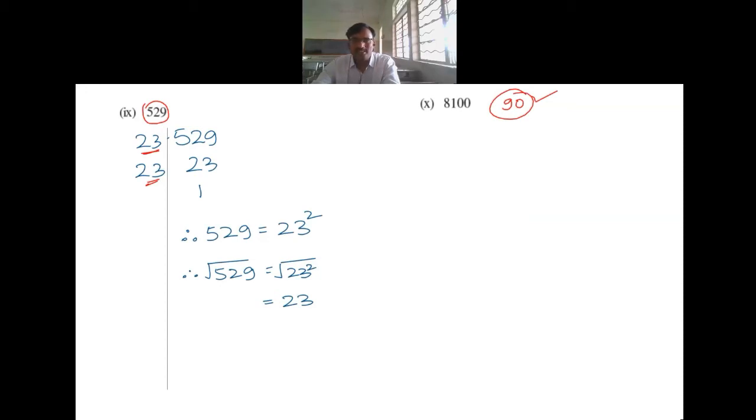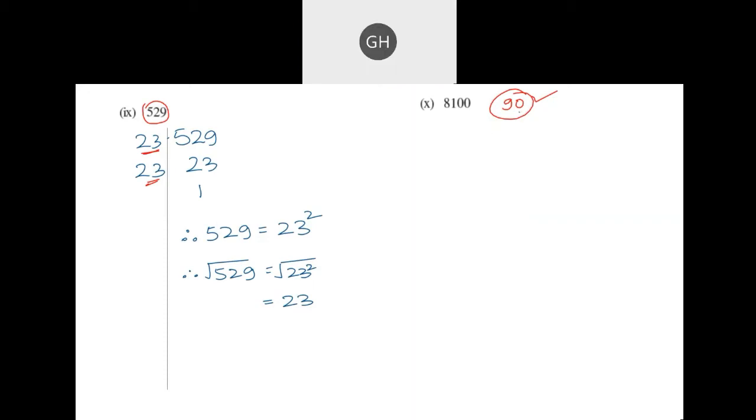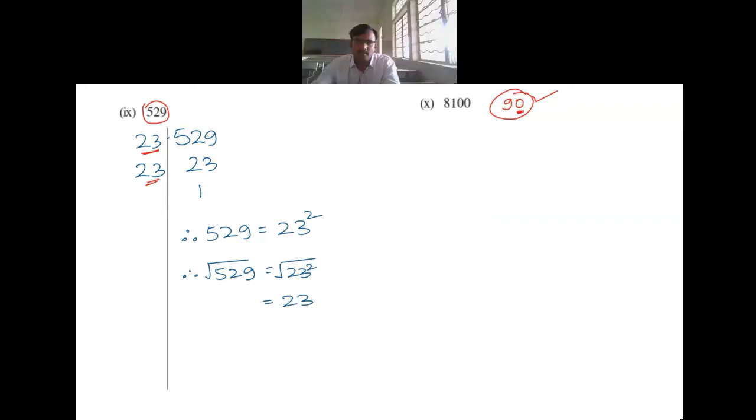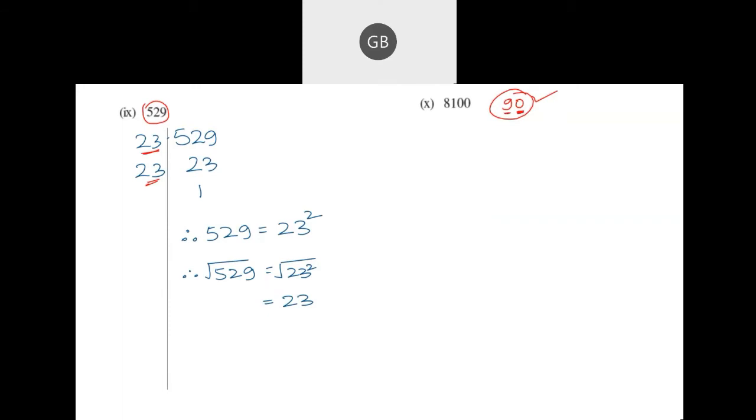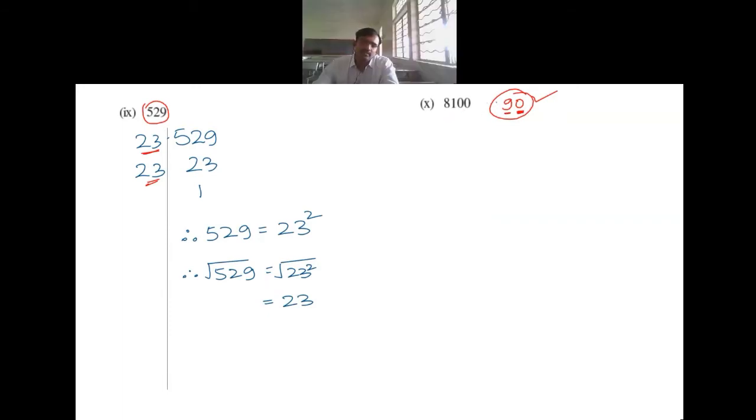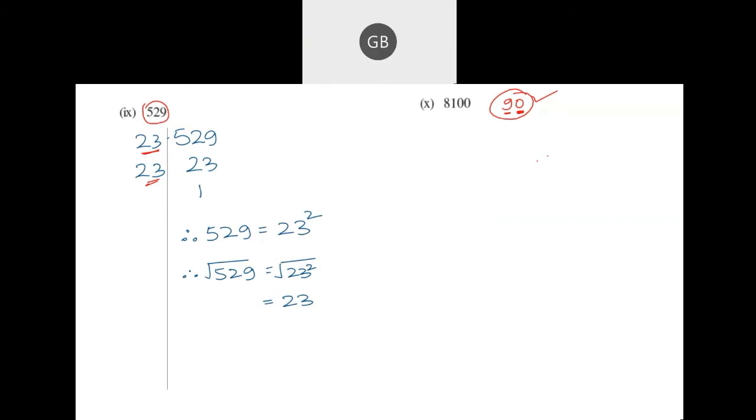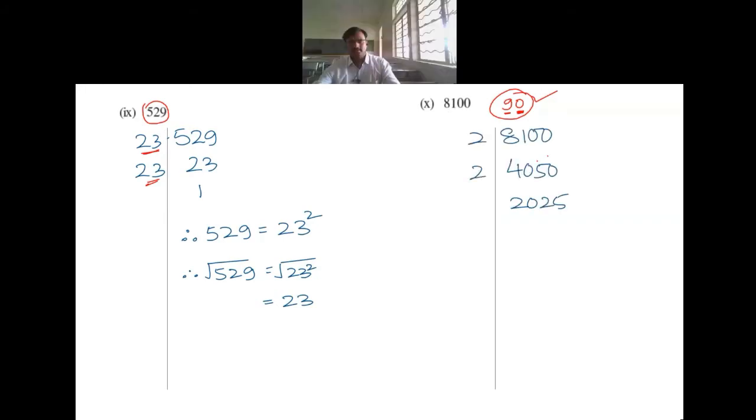It's easy to guess that it is 90, because 9 square is 81, and one 0 is added on both sides. The square will be having 2 zeros. So it's easy to guess. If you do prime factorization, it is actually lengthy.